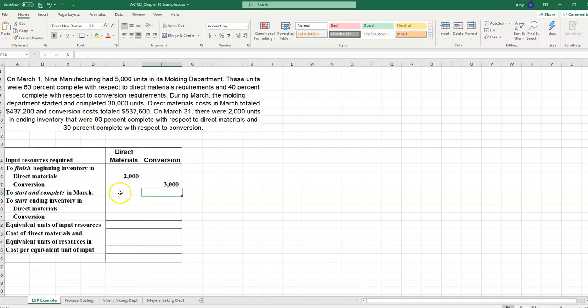Next, we have our started and completed. These are the units we did 100% of the work on in the month. So it tells us that we did that with 30,000 units.